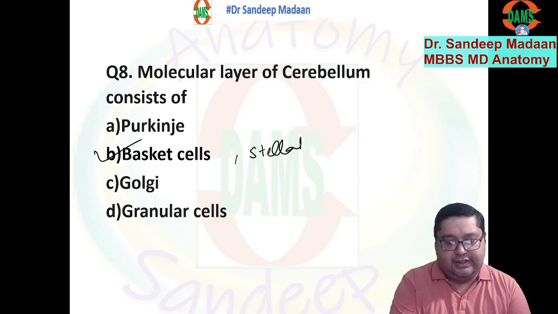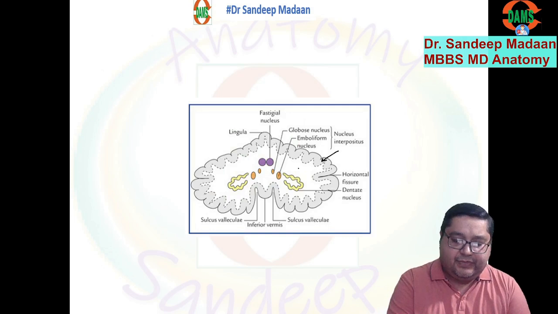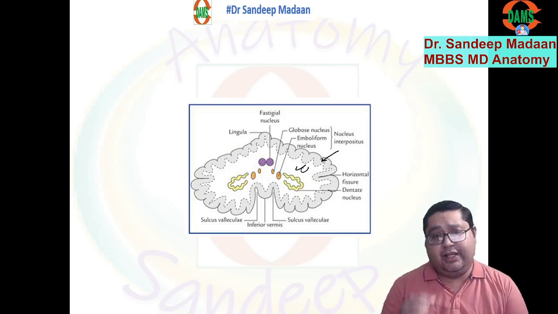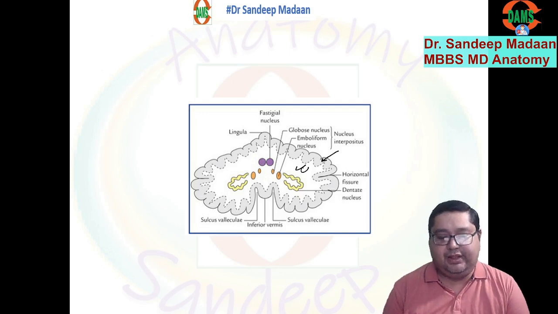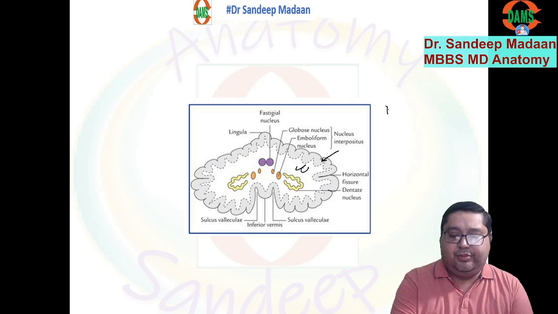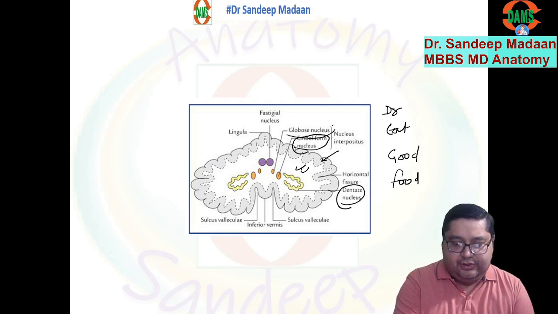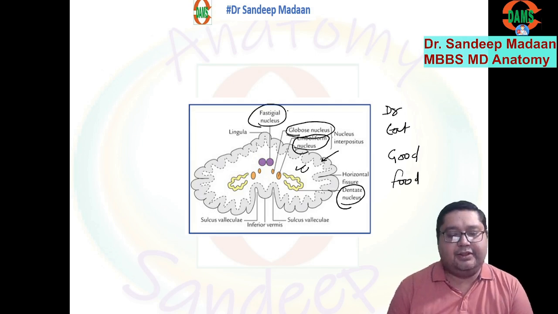Let us look at this anatomy. It's a very important area. So this is the cortex, this is the white matter, and inside again we have the gray matter nuclei. Because they are deeply present, it is called as deep nuclei. And what are the names of the deep cerebellar nuclei? We have the mnemonic: doctors eat good food. What is that? Dentate, emboliform, globose, and fastigial.